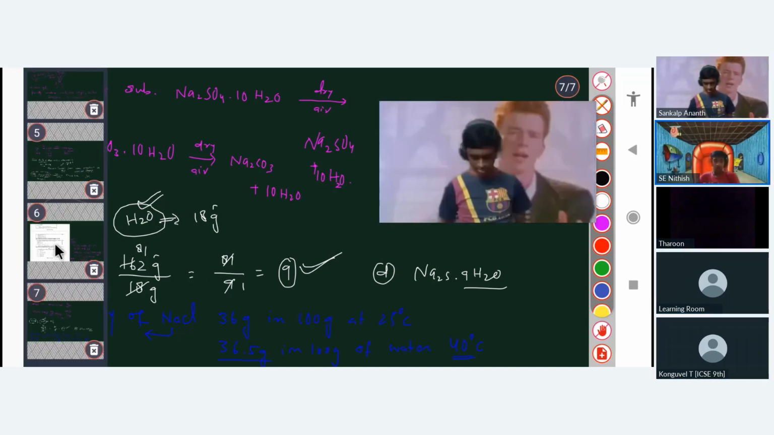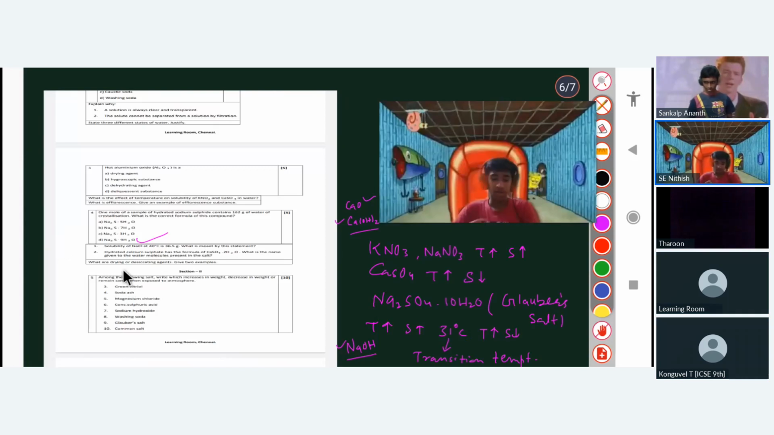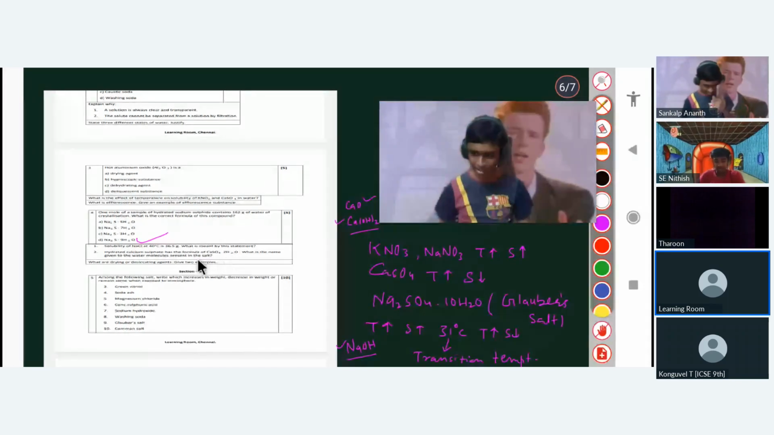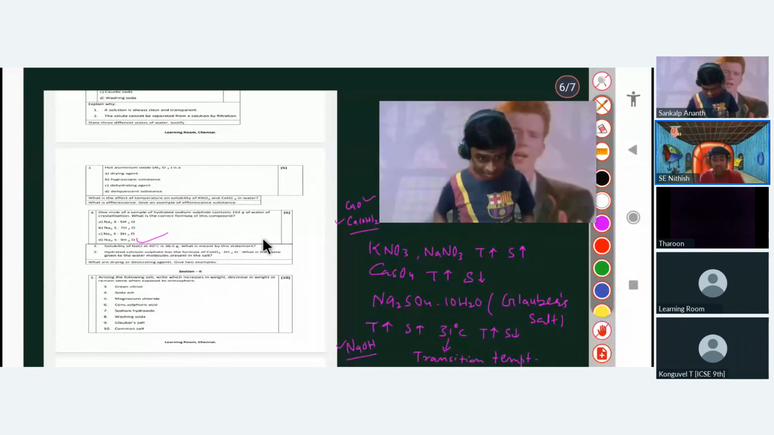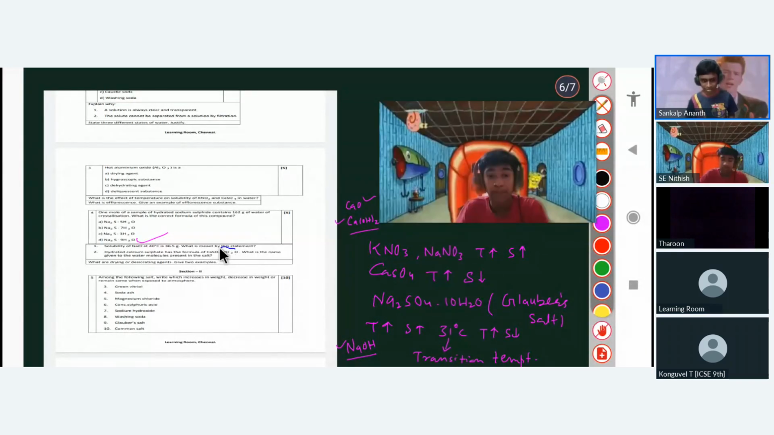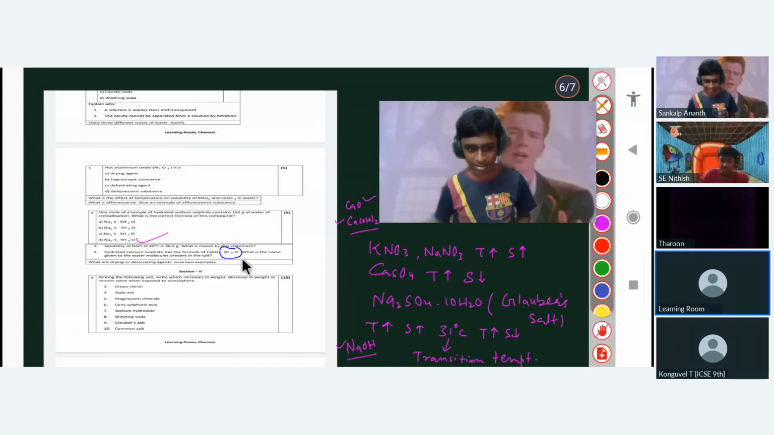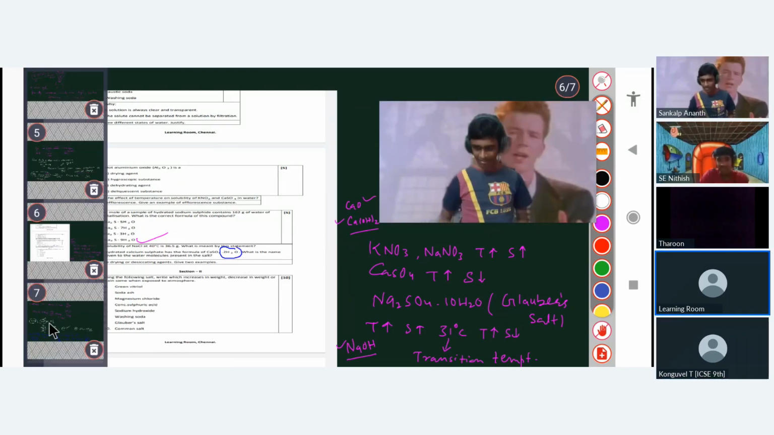Okay, what is the next question? The next one is: hydrated calcium sulfate has the formula calcium sulfate into 2 times water. What is the name given to the water molecules present in the salt? Water of crystallization. Exactly, these are the water of crystallization. So this is also correct, but somebody has written it just like this.